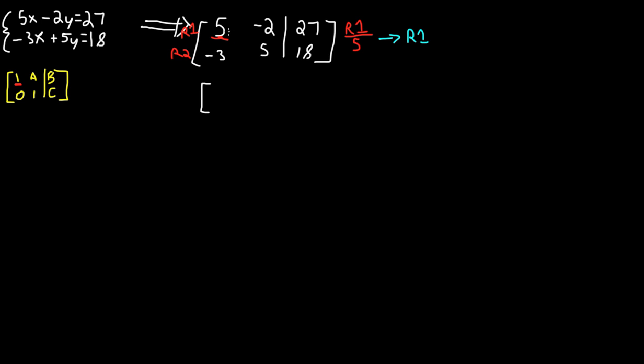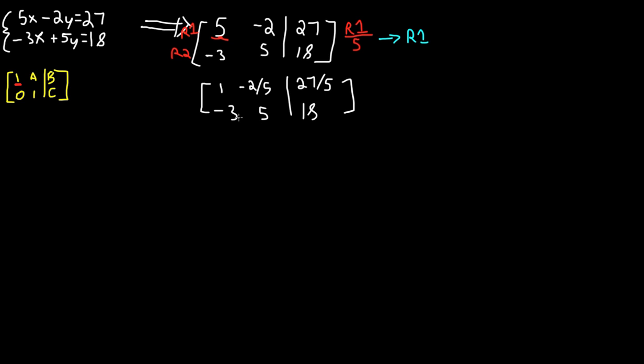If we take 5 divided by 5, that's 1. Negative 2 divided by 5 is negative 2 fifths. And 27 divided by 5 is 27 fifths. And just copy in the rest of row 2. And now we have this.